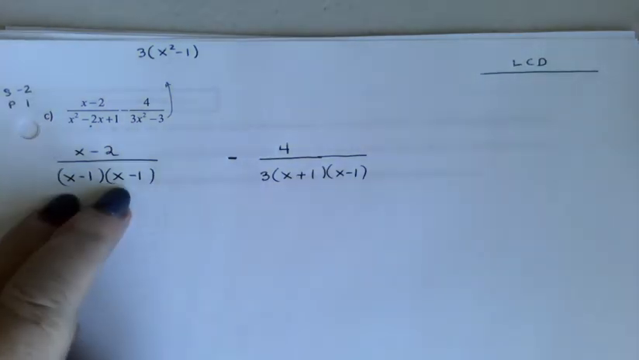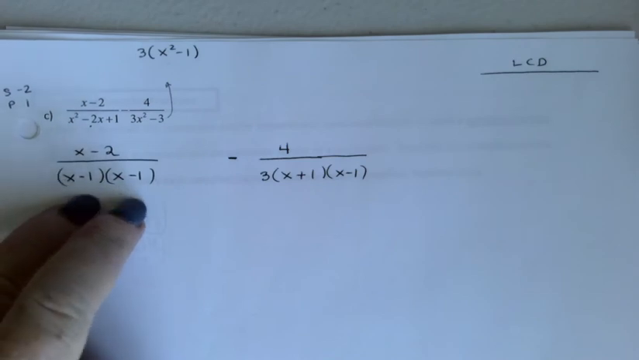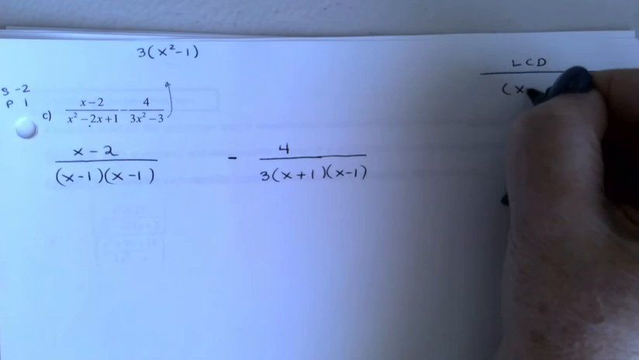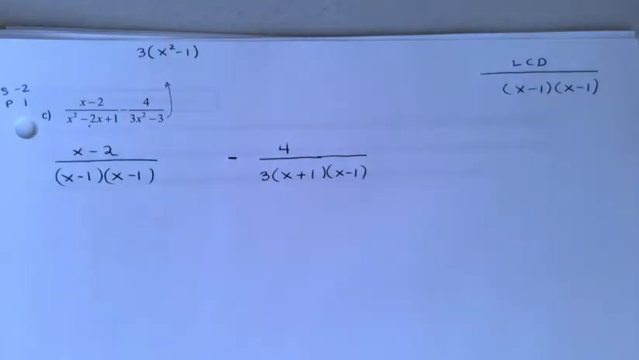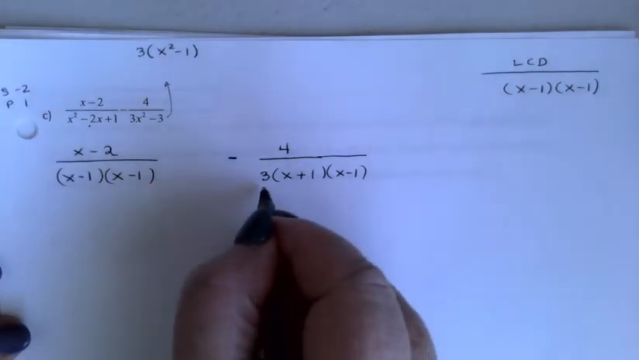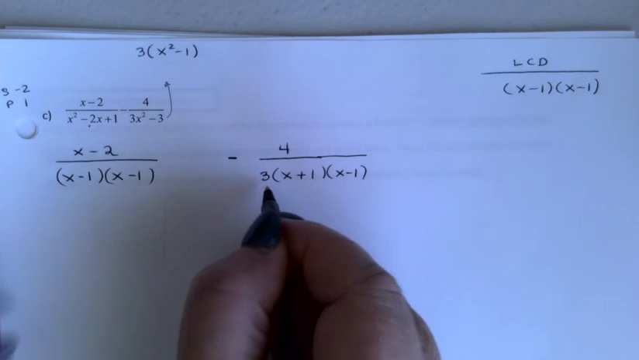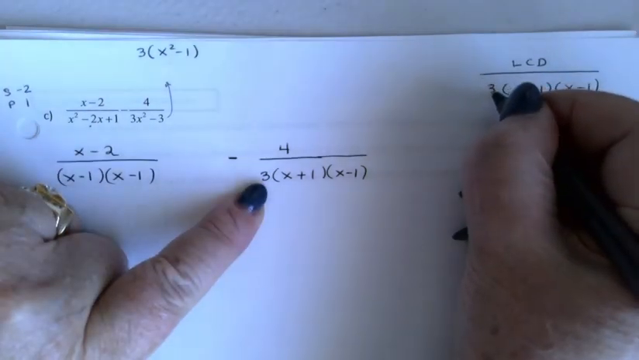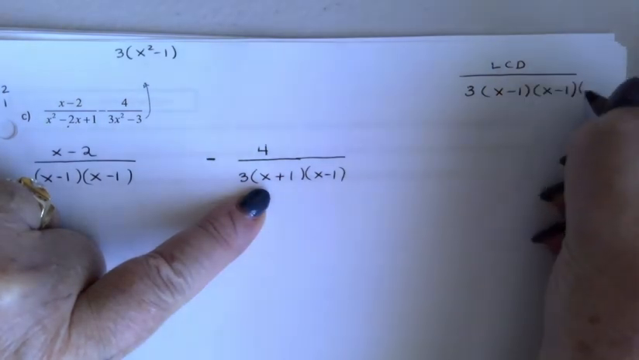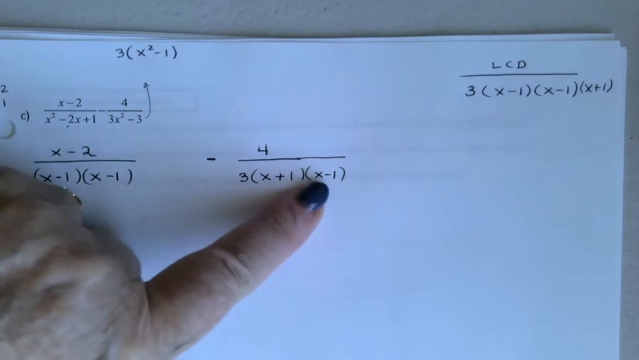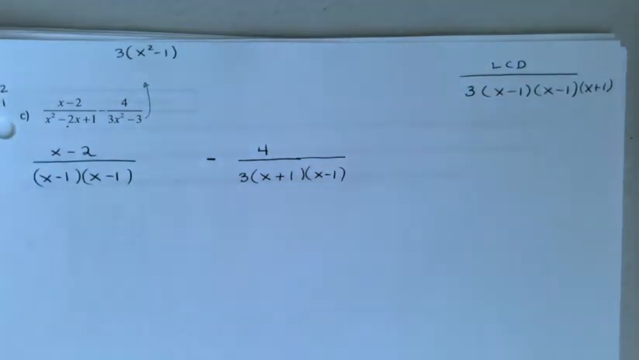Now, x minus 1 occurs twice in the same denominator. So I do want to go ahead and include it twice in my LCD as well. If you prefer, you could write that as x minus 1 squared, right? I then come over to the second denominator, and 3 is new, so I'm going to include that. x plus 1 is new, so I'm going to include that. But x minus 1 is already represented, so I don't need to put another one in there.